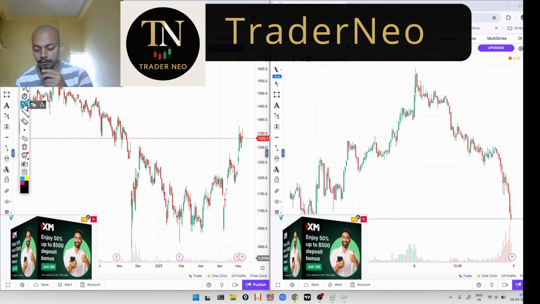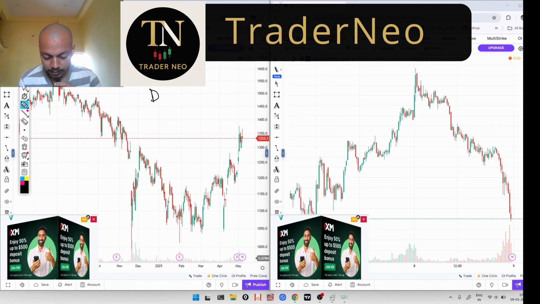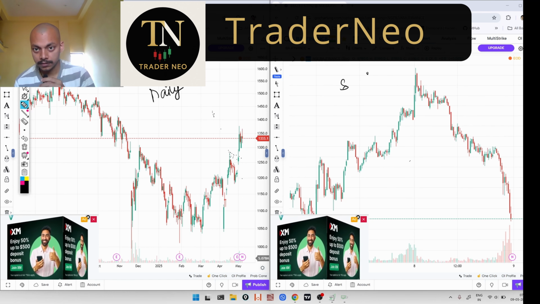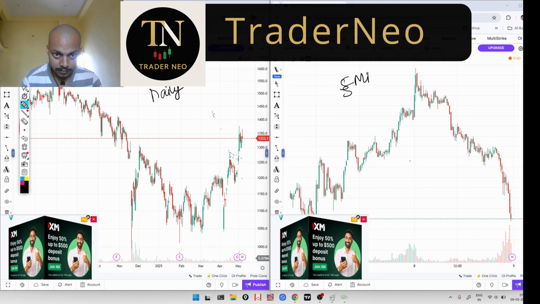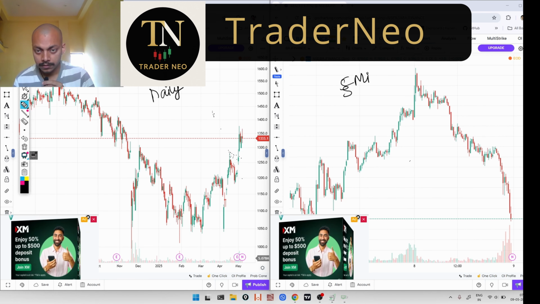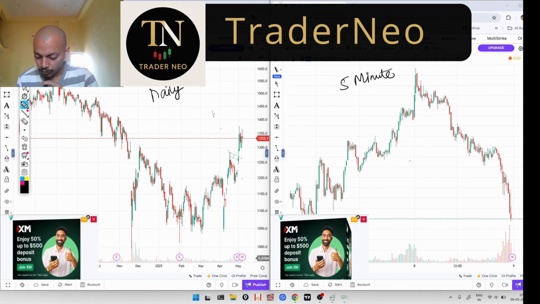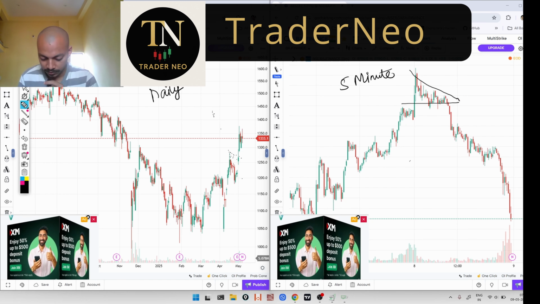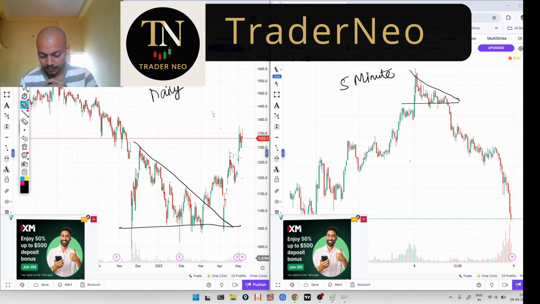Here side by side we have two charts. One is a daily chart and this is a 5 minute. Okay, so on both charts we can see there is a similar pattern formation, that is descending triangle pattern.